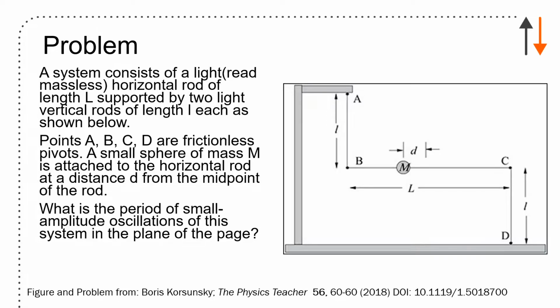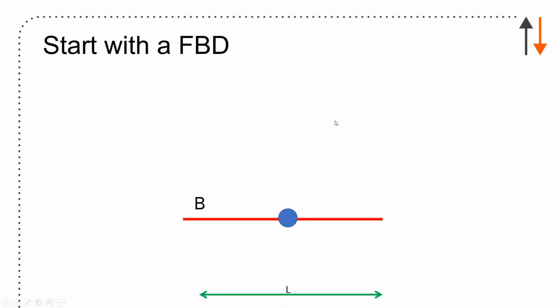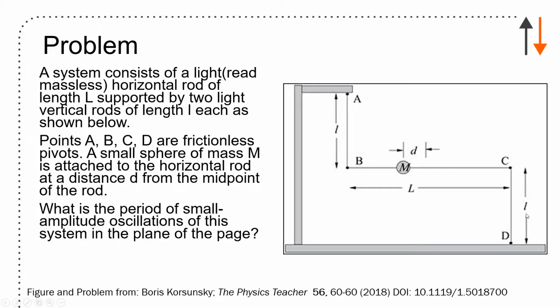of length L, supported by two light rods of length L. So right here, one rod, and over here, another rod. Points A, B, C, and D are frictionless pivots. And a small mass, or sphere of mass m, is attached to the horizontal rod at a distance d from the midpoint. What is the period of small oscillations of the system in the plane of the page?